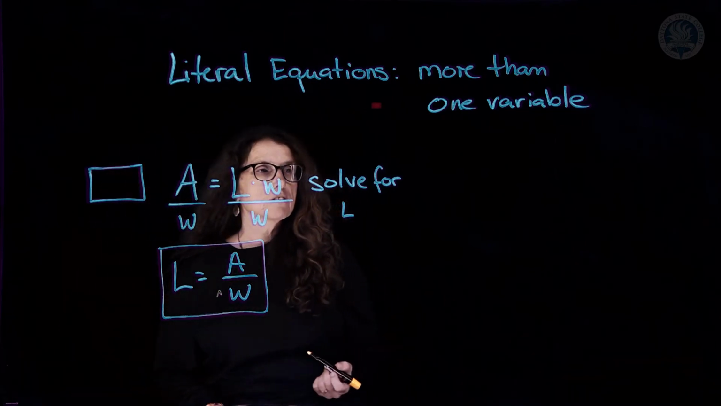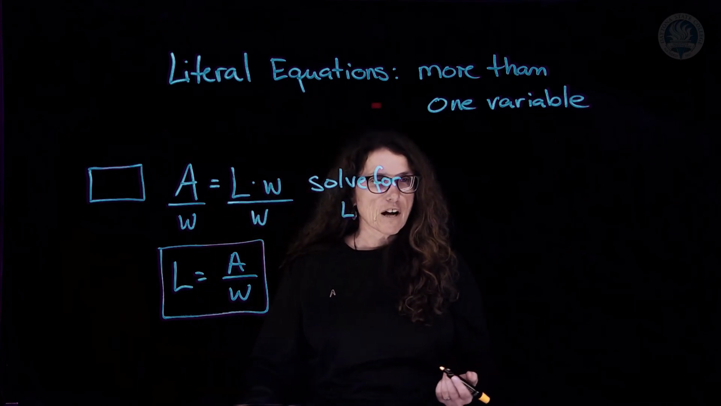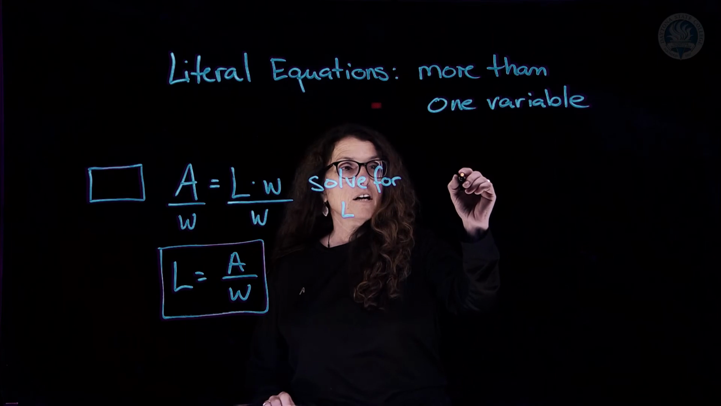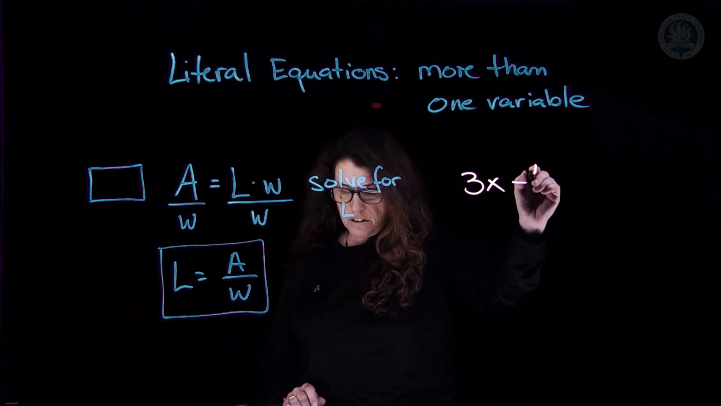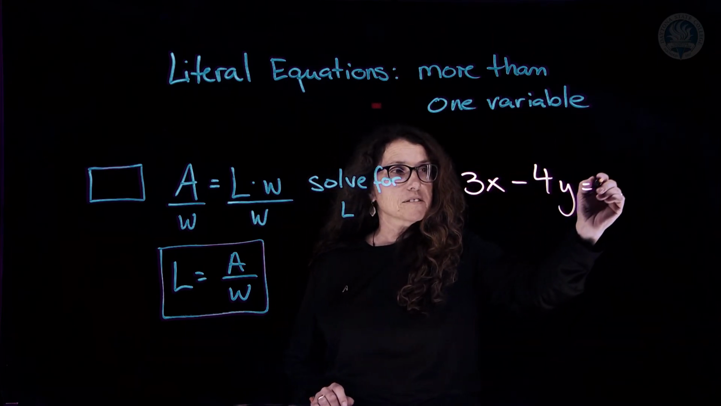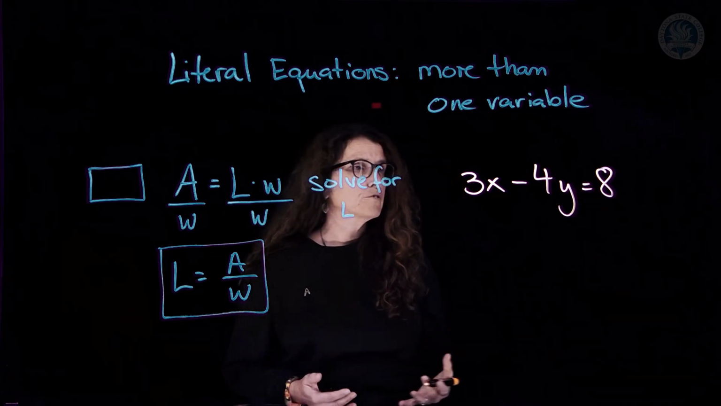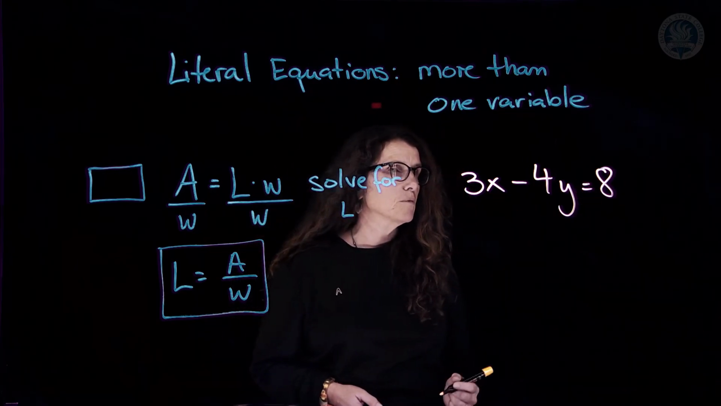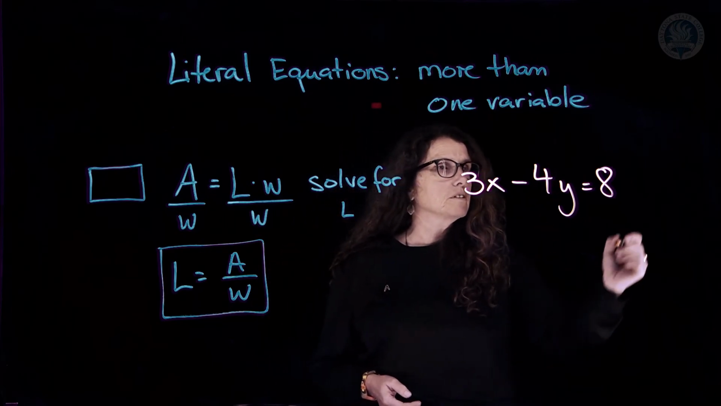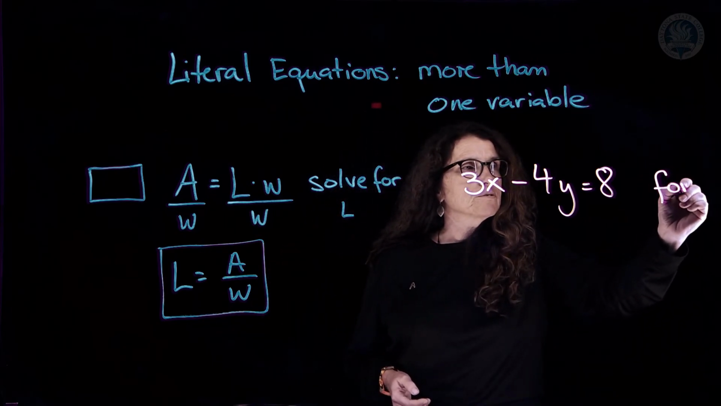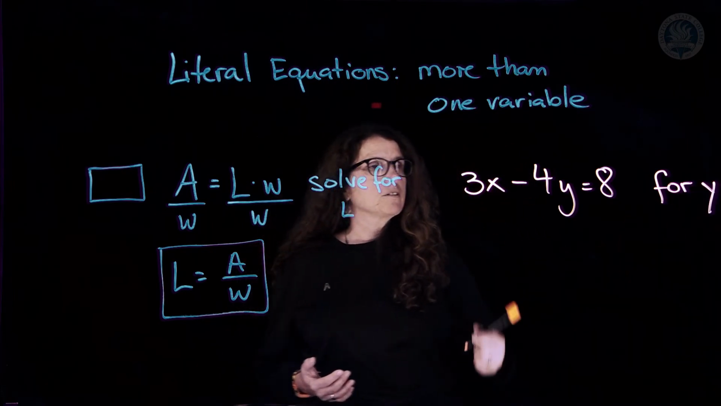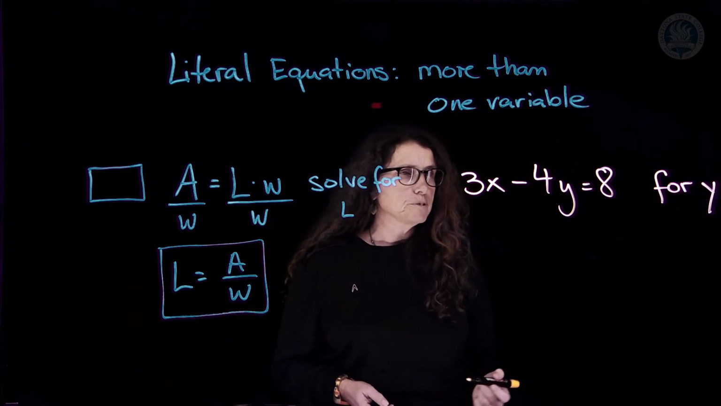You will see those when you are looking at graphing y equals mx plus b. So here I have 3x minus 4y equals 8. When you have to find the slope and the y-intercept, you will encounter these types of equations with two variables, and we want to solve for y. So isolate the y. You want to get y by itself.